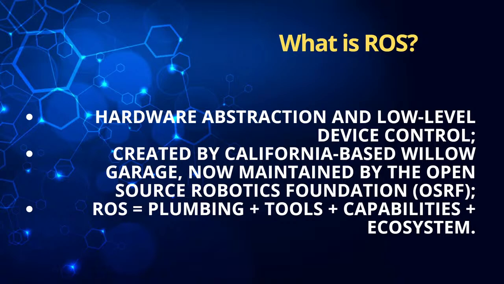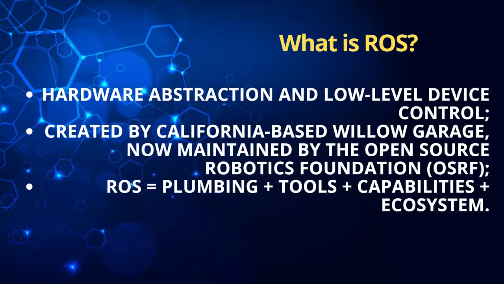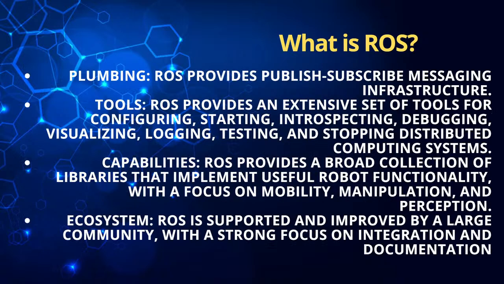Then ROS equals plumbing, tools, capabilities, and ecosystem. We'll see all these things one by one. So what is hardware abstraction? Then plumbing. When you take plumbing, ROS provides a publish and subscribe messaging infrastructure. Plumbing means message transfer between nodes.